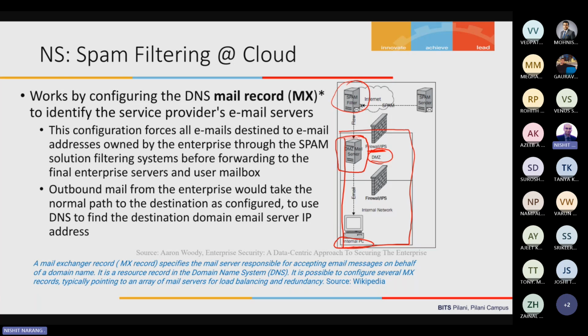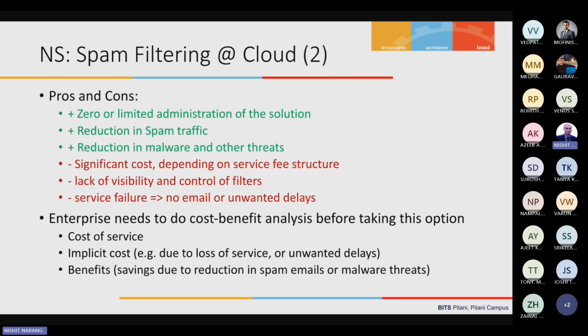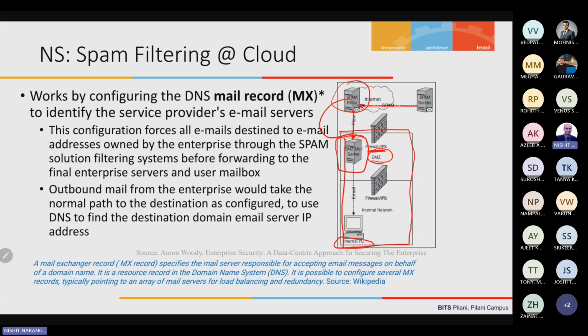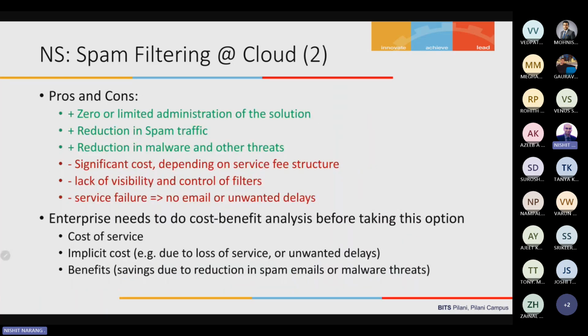So all emails can first be routed towards the spam filter, and then only successful emails which pass the spam filtering checks can come to my mail server. And this is how I can protect myself against spam emails. Right? So should I use a spam filter on the cloud? Actually, the spam filter I could even have within my enterprise in my DMZ. So what is the benefit of using a cloud-based spam filtering service? Well, it becomes zero or limited administration for me.